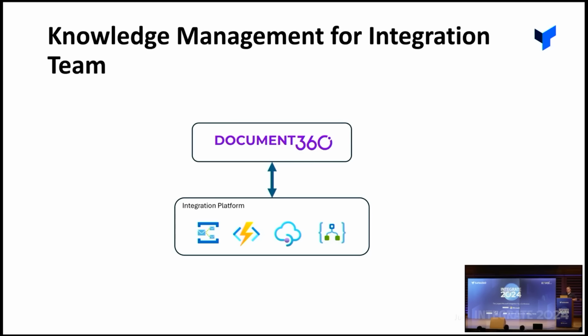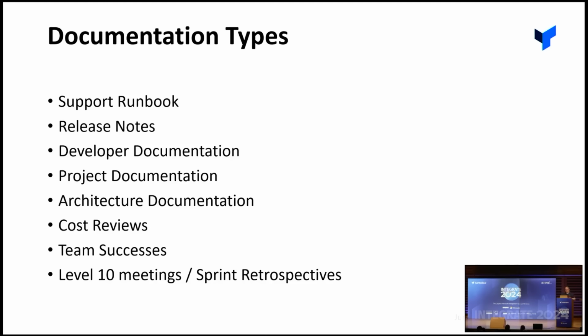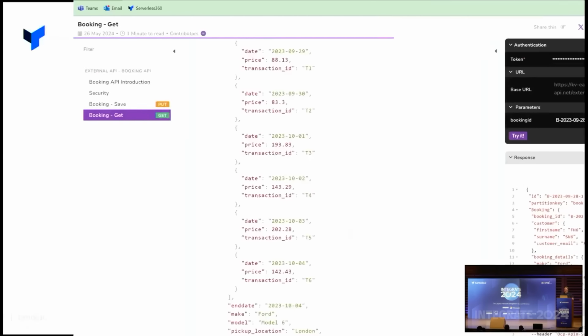So what we're going to do, if you think about our Azure integration services, we have a Document360 project for the integration team, and we're going to start doing what some of our customers are doing about creating our knowledge management to help the different aspects of our team. And it can be things like support runbooks, it can be things like release notes, but then you go beyond that, you've got team practices. I need to go and do a review of my team members. What are their learning plans? What are our sprint retrospectives? So I'm going to show you an example now.